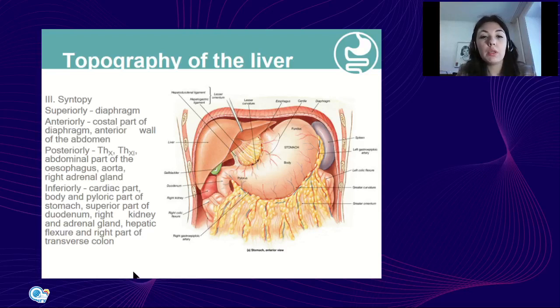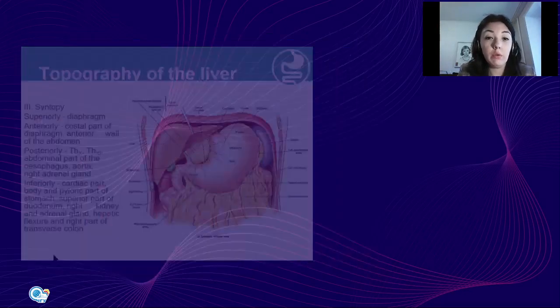Syntopy is very important for the surgeons. It allows us to find the organ very fast after the surgical approach. Usually there are no problems with finding the liver, and the liver helps us to get oriented in the abdominal cavity and find any other organs.